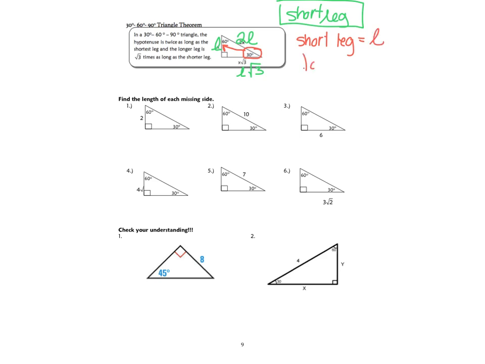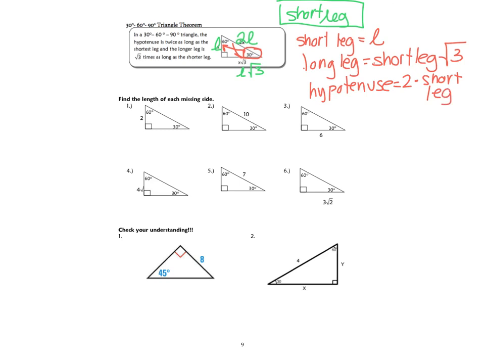The long leg, which is the one across from the 60-degree angle, this guy over here, the long leg is the short leg. So I like to write it out in words sometimes. That helps students. Short leg times the square root of 3. And then the hypotenuse, which is across from the 90-degree angle, the hypotenuse is going to equal 2 times the short leg.